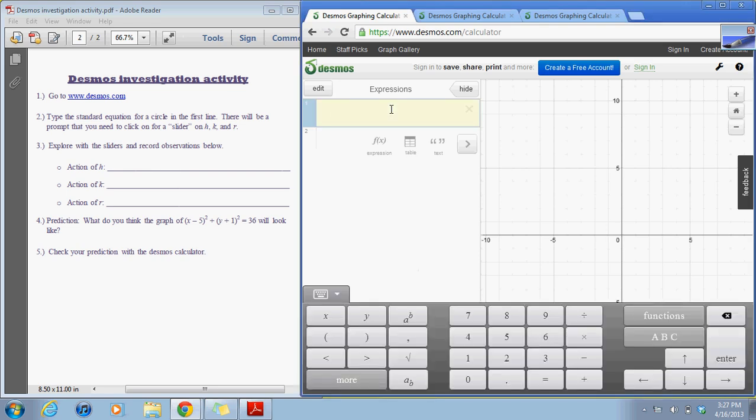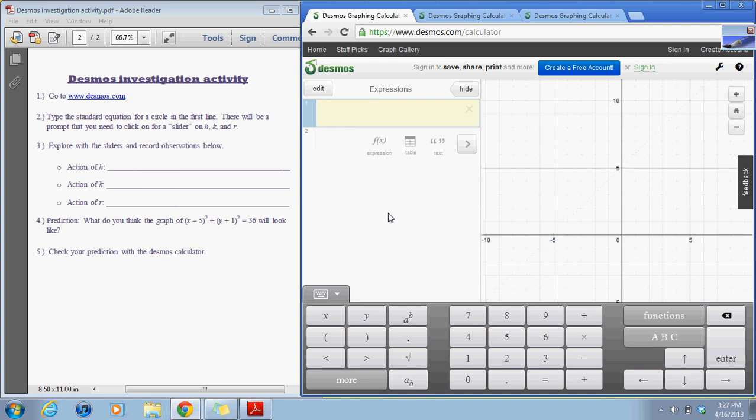So in the first line I can go ahead and type in any equation I want. If I want to graph a line, y equals x, or I could change that, maybe y equals x plus 5 now. So all sorts of cool things that you can graph, but we're going to use the Desmos calculator to focus in on our circle equations, which we've been studying.